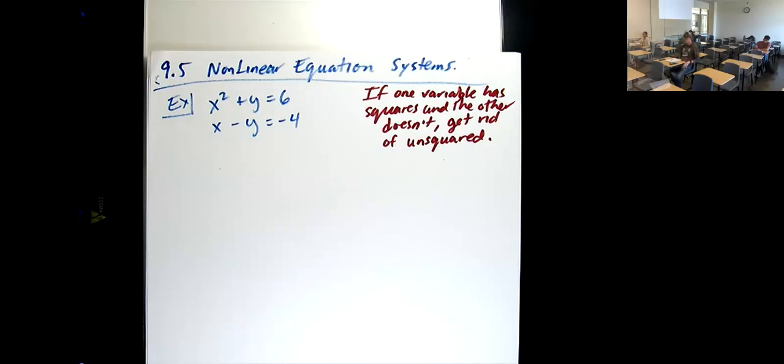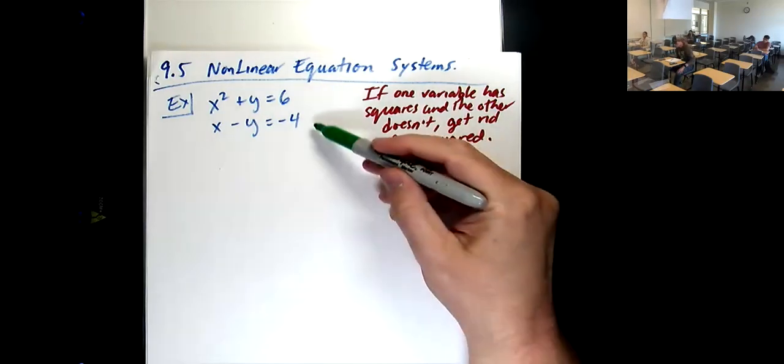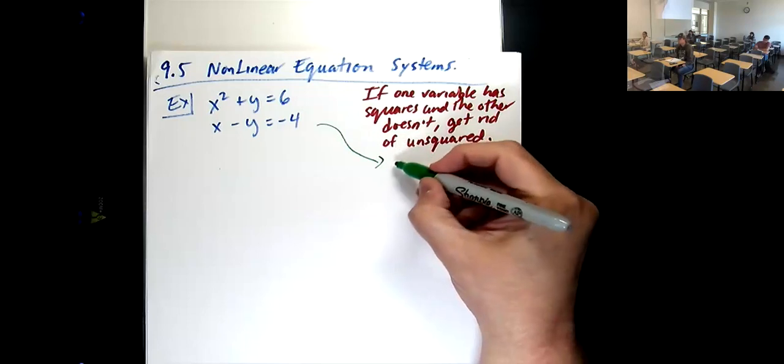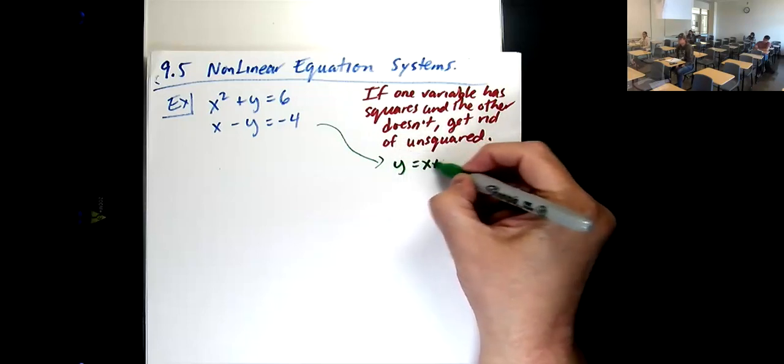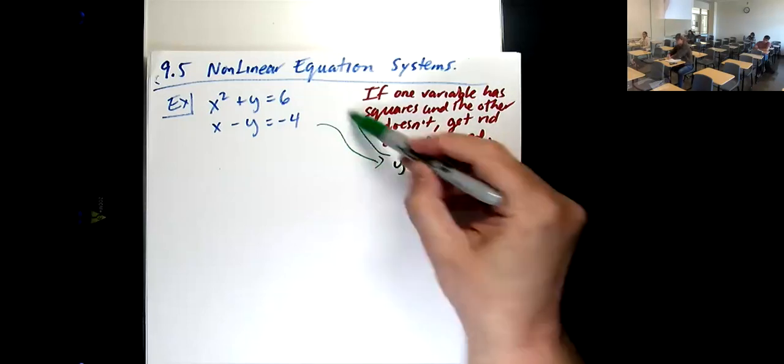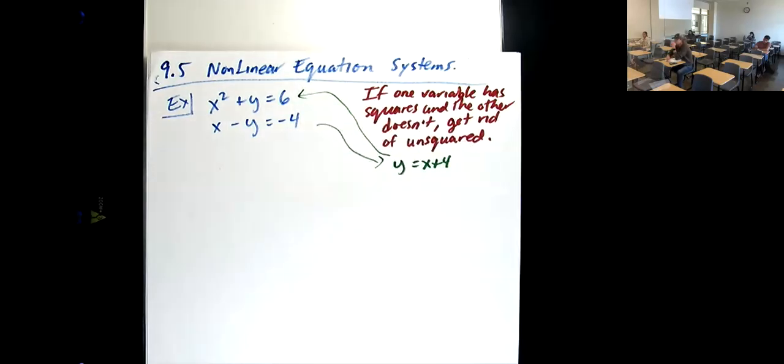So we could do the substitution method. If I solve this for y, I would get y equals x plus 4. And then I could go back up here and plug it in for y. I'm not going to do that because the addition method works just as well. And I think here it's faster.